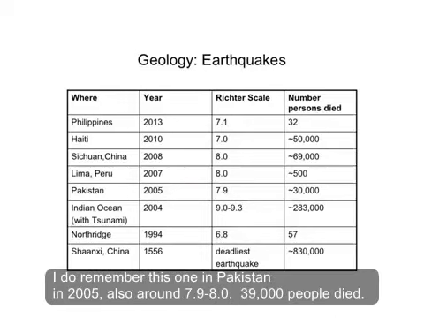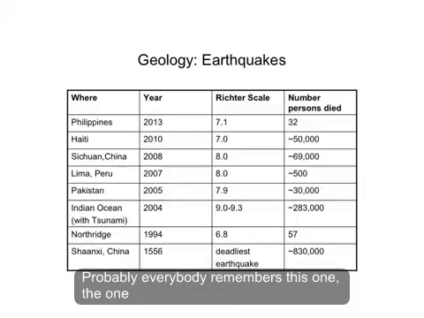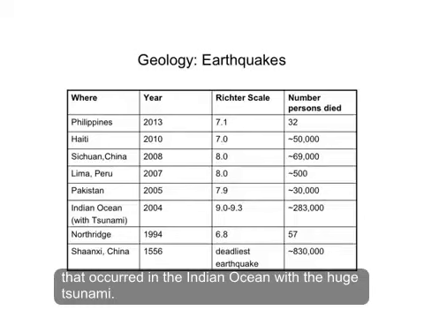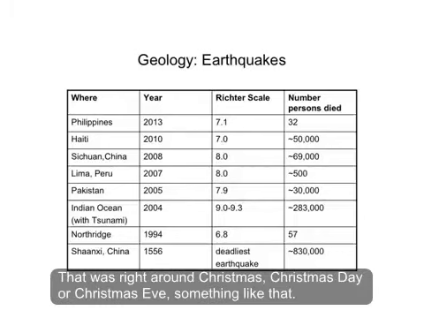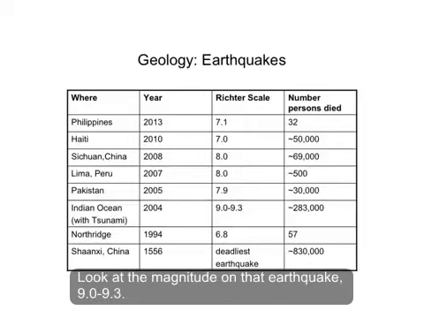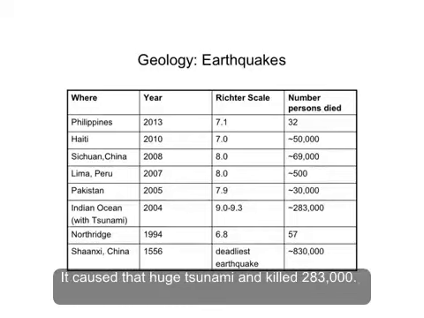I do remember this one in Pakistan in 2005, also around an 8.0, 7.9, 8.0, 30,000 people died. But probably everyone remembers this one, the one that occurred in the Indian Ocean with the huge tsunami. That was right around Christmas. I think it was Christmas Day or Christmas Eve, something like that. And look at the magnitude on that earthquake, 9.0 to 9.3, which caused that huge tsunami and killed 283,000.